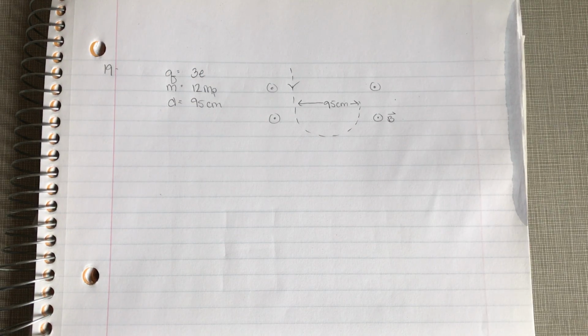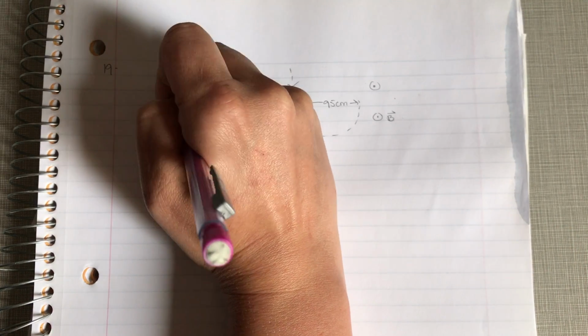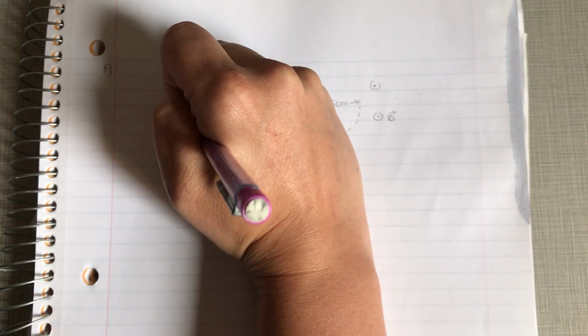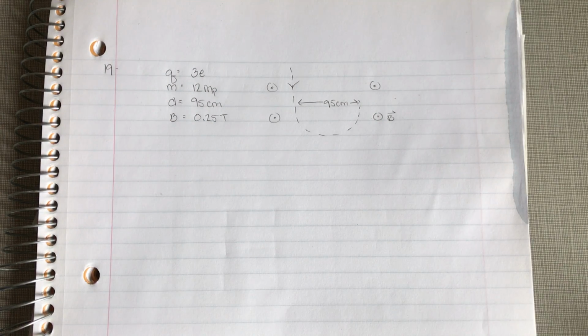27.19. In an experiment with cosmic rays, a vertical beam of particles that have a charge of magnitude 3e and mass 12 times the proton mass enters a uniform horizontal magnetic field with a magnitude of 0.25 Tesla and is bent in a semicircle of diameter 95 centimeters as shown. Find the speed of the particles and the sign of their charge.